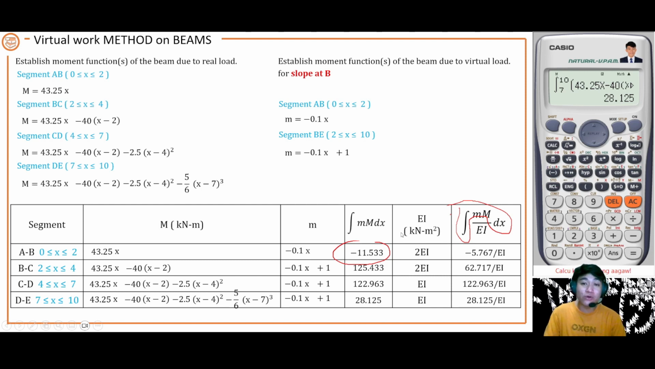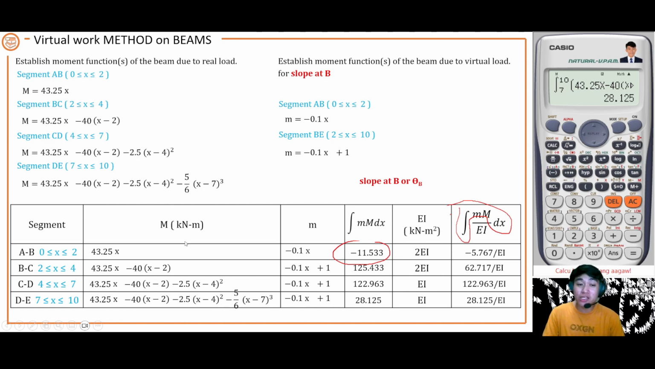And then for the answer for the slope at B, we're solving here the slope at B. You just have to sum this last column. Adding this will give you the slope at B, or theta B.